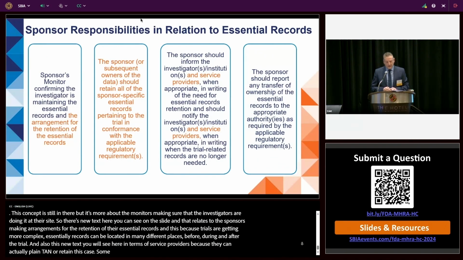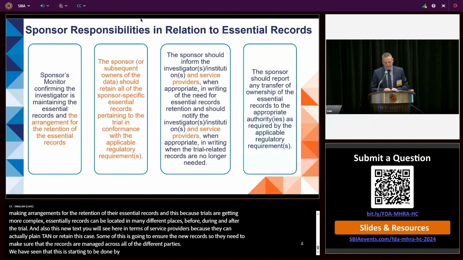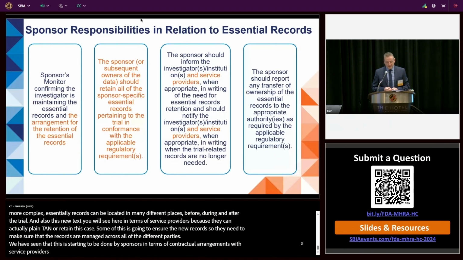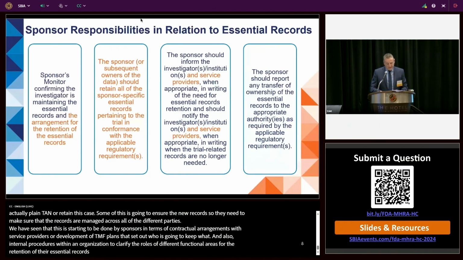So the sponsor needs to be sure how these records are all going to be managed across all the different parties. And we have seen that this is starting to be done by sponsors in terms of contractual arrangements with service providers or development of TMF plans that set out who's going to keep what, and also internal procedures within an organisation to clarify the roles of different functional areas for the retention of their essential records. And lastly, there's been the same change to the retention time, as I mentioned, for the investigator section.